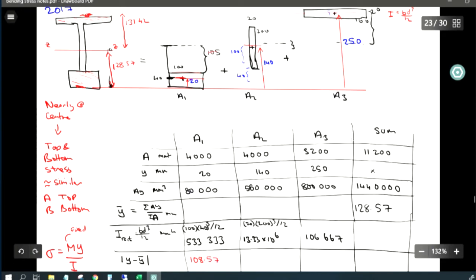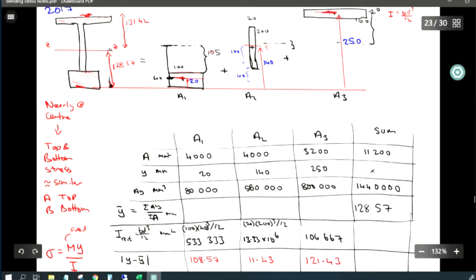Okay, the center of this one here is 140 up from the base. And this thing is 128.57, so the distance is a little small. It's 11.43. And then the last one, so the center of the last shape there is 250 up, and that's 250 minus 128.57, which is 121.43.